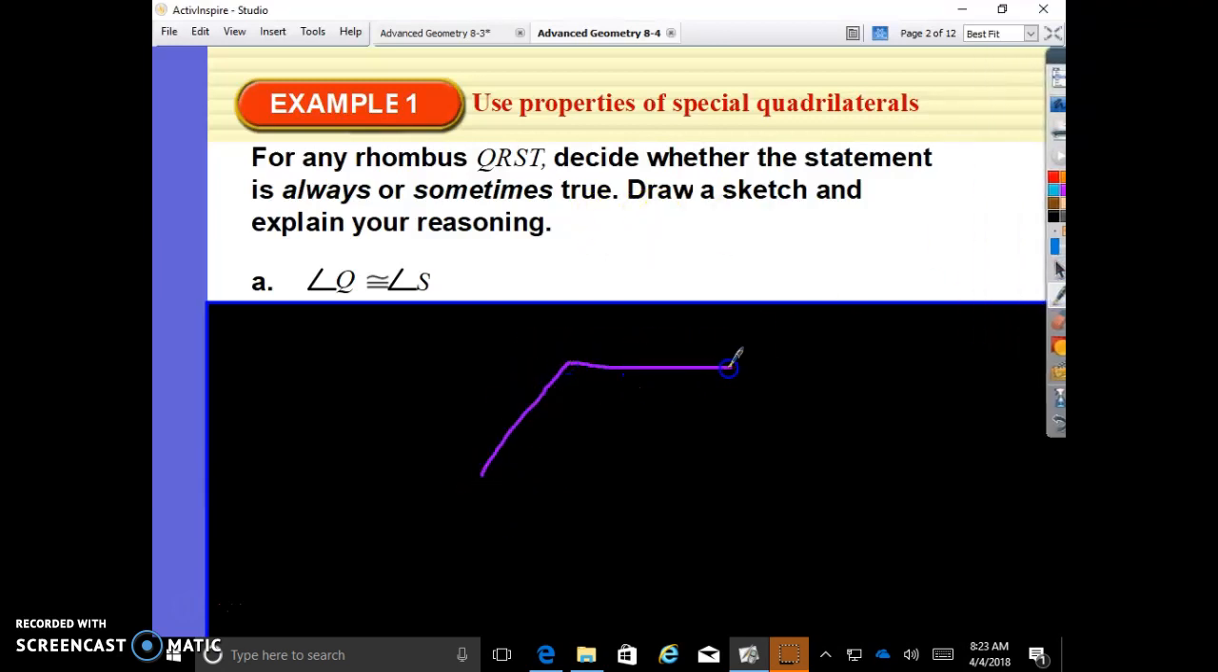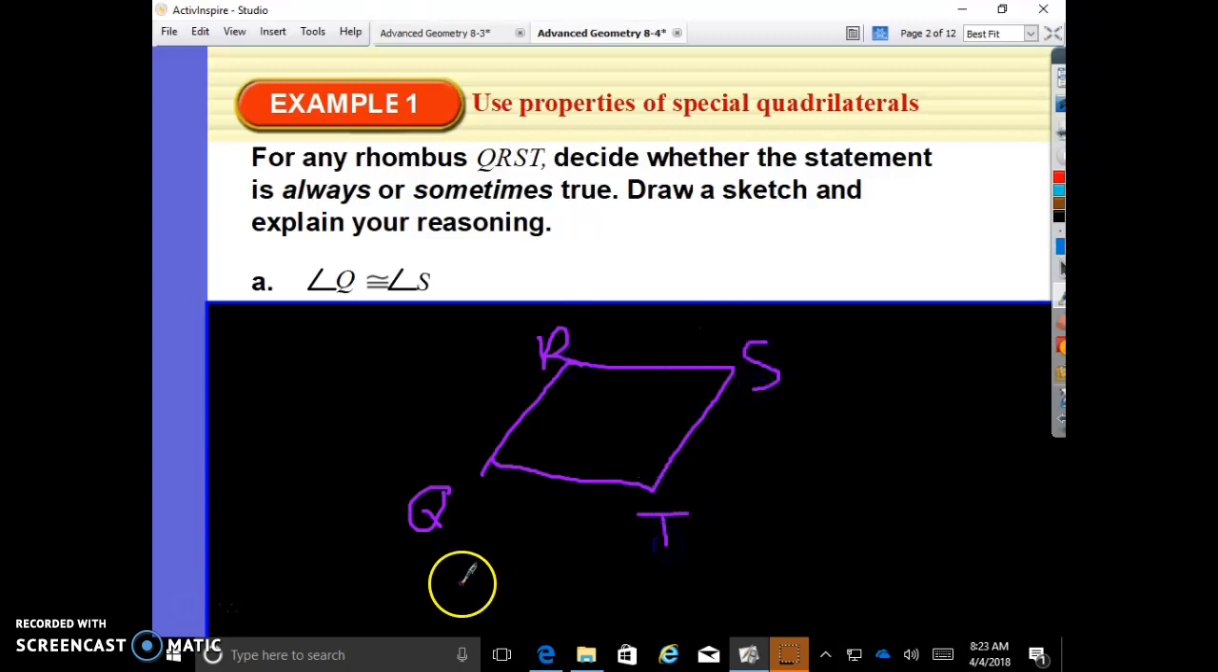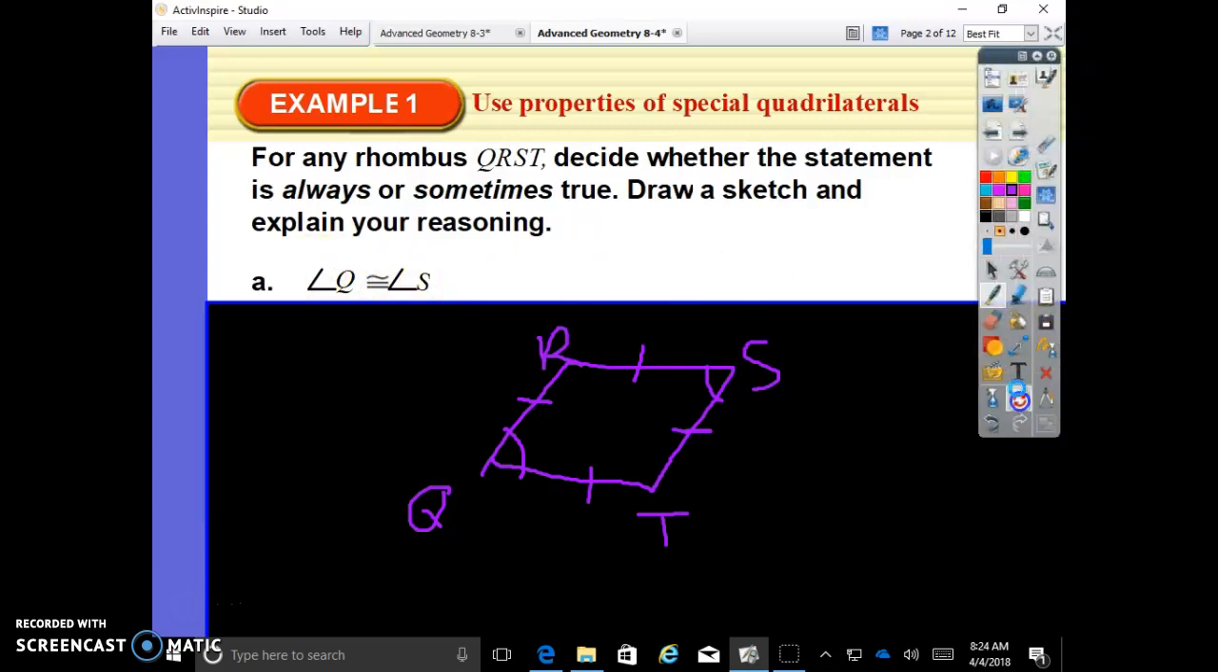So we were going to sketch out rhombus QRST. We have our quadrilateral QRST, and we want to decide whether the statement is always or sometimes true. Angle Q is congruent to angle S. Well, a rhombus has all equal sides. A rhombus is a crooked square, all equal sides, and opposite angles are congruent. So this will always be true if it's a rhombus.